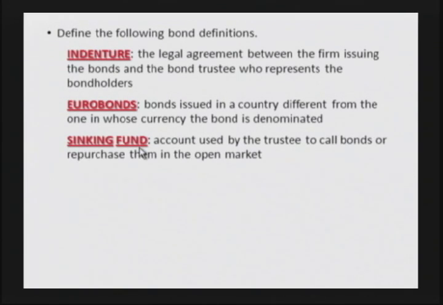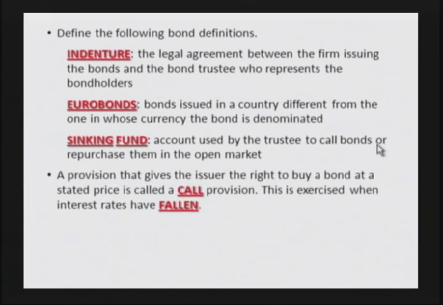The sinking fund is an account that the trustee holds, and the company makes deposits into that fund, and then the trustee will use that to call bonds that are callable or repurchase them in the open market. Sometimes bonds are issued and the company has agreed to repurchase 1/10 of them every year, so they're all bought back over 10 years. Well, a sinking fund is used to do that.